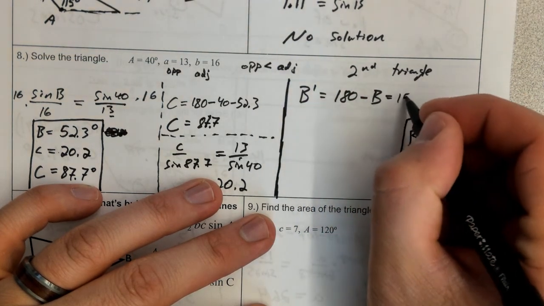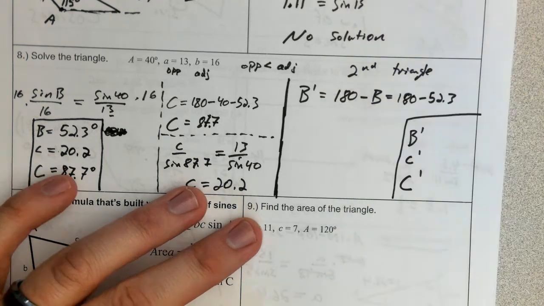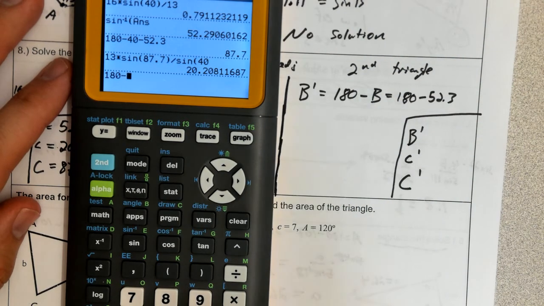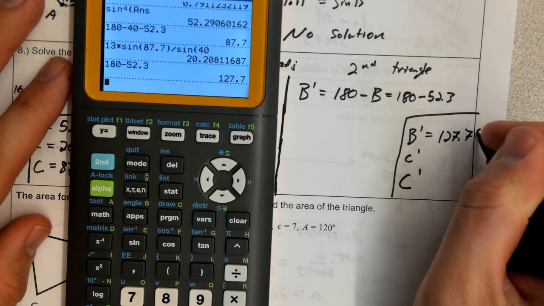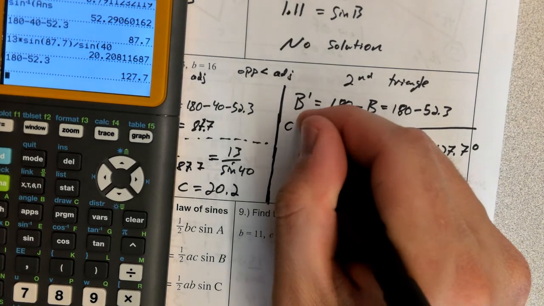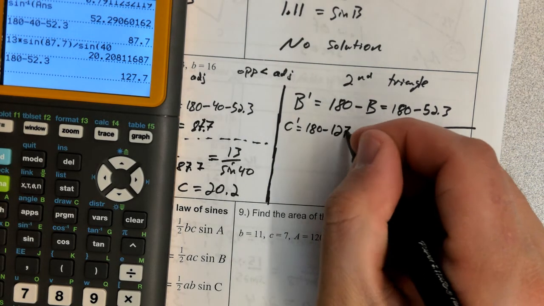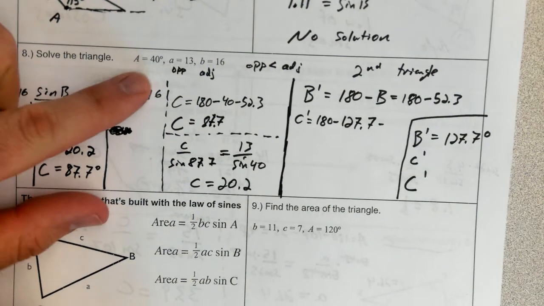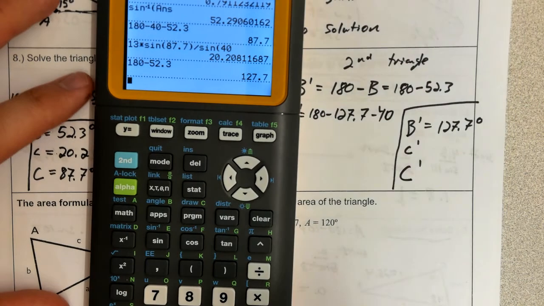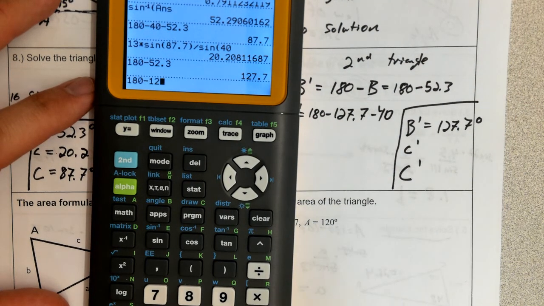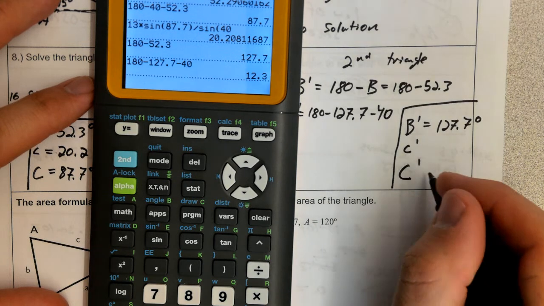So that's 180 minus 52.3. And 180 minus 52.3 is 127.7. So this is 127.7 degrees. Now, angle C prime is going to be 180 minus 127.7 minus the other angle you've got, 40, which is angle A. Okay? So then, take 180 minus 127.7 minus 40, and you get 12.3 degrees.